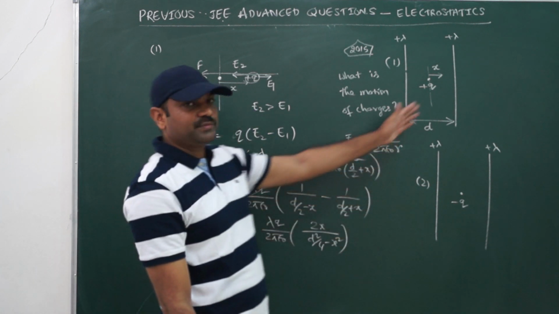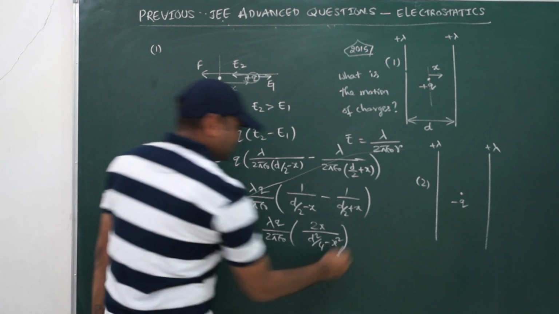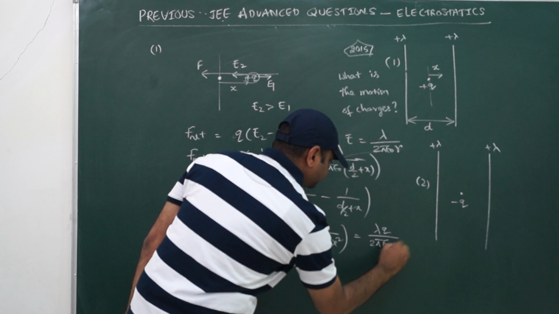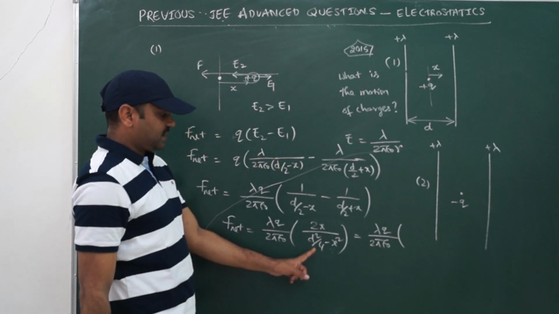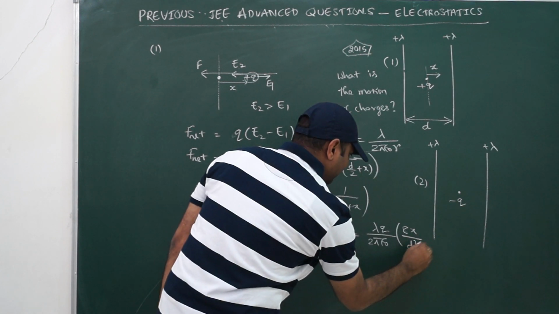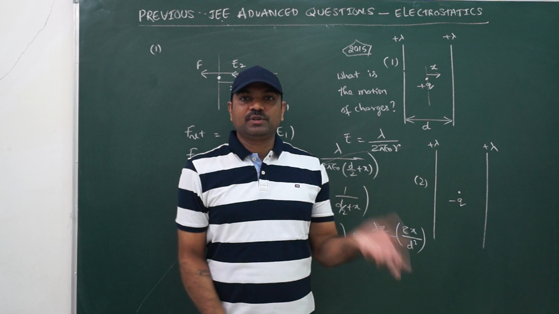We know that this is a small displacement, so x square is neglected. So then lambda q by 2 pi epsilon naught into d square by 4 will be there. I can write down 8x by d square. Actually they are not asking for any value. They are asking only what is the motion of the charged particle.